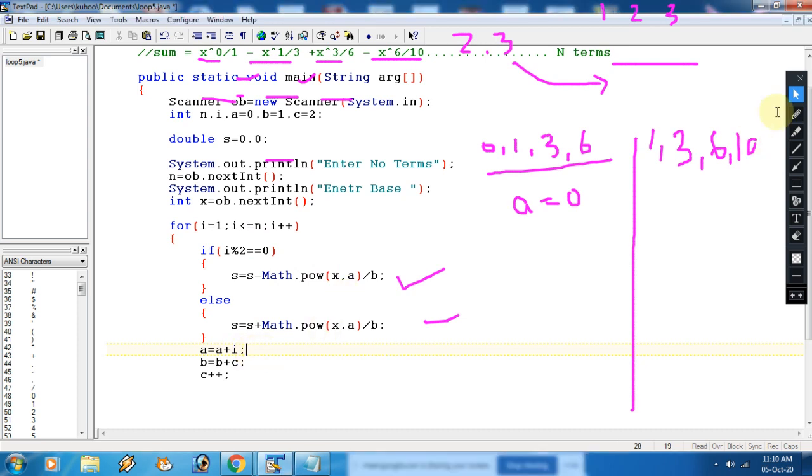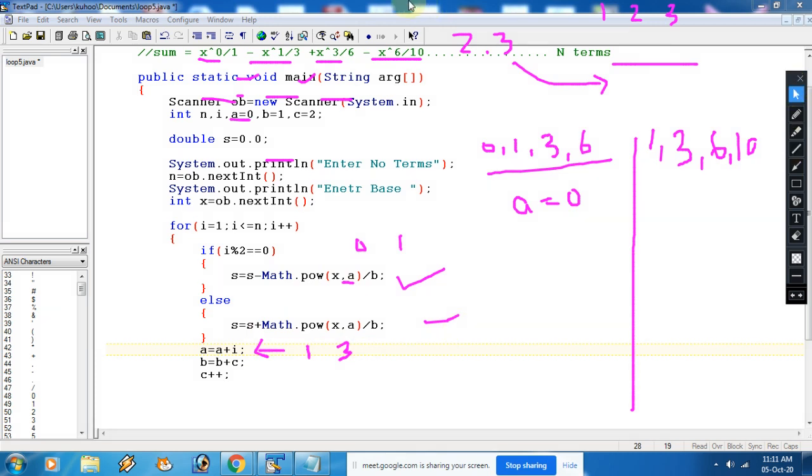So now just focus on the numerator, the powers. First time the power is coming 0 because you have assigned 0. Now 0 plus 1, so it is coming 1. Next time it will be 1, next time 1 plus 2, it will be 3. So the numerator part is coming correct, right? This is the dry run, children.